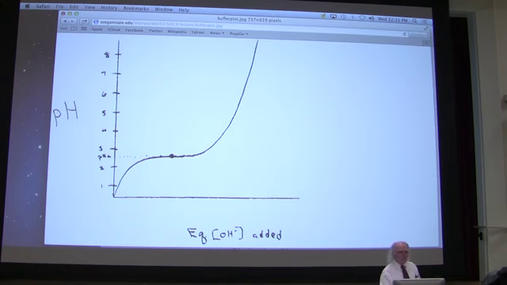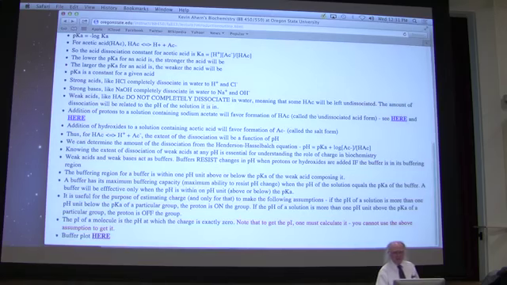Well, I'm going to give you another practical thing to think about. pH equals pKa plus log of salt over acid. Let's say I've got a solution of acetic acid, and it's at a pH of 7. Do I have more salt, or do I have more acid?